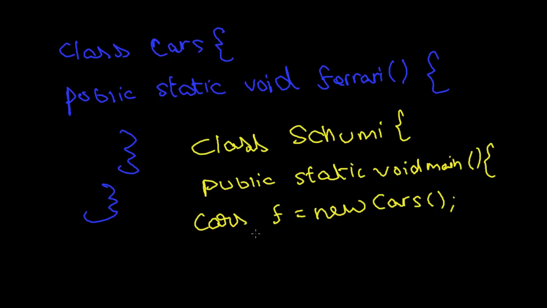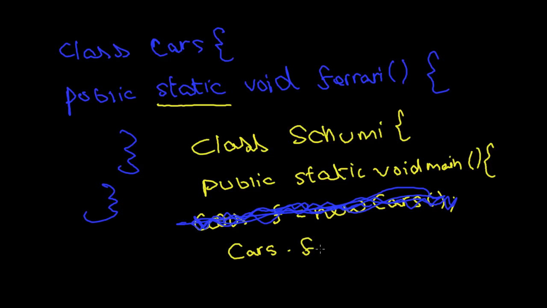So now since this is declared as static, this whole step can be left out. I'm just scribbling on it. That step can be left out, and all you can do is write Cars dot Ferrari and call this function, and whatever is here will get performed. So that's just static. I thought I'd explain it to you.